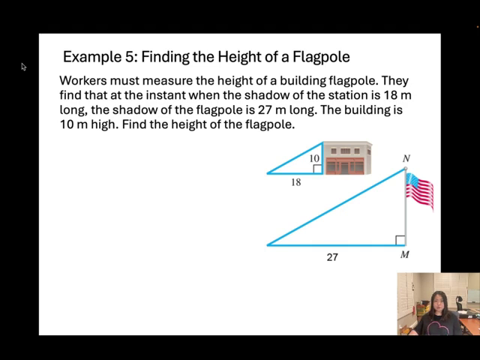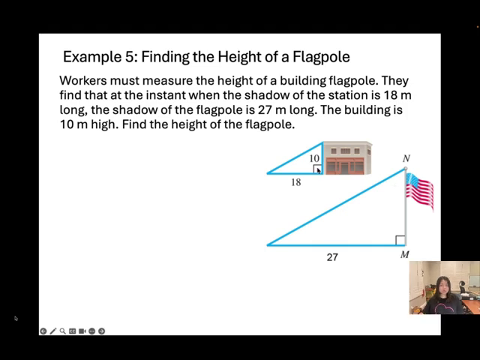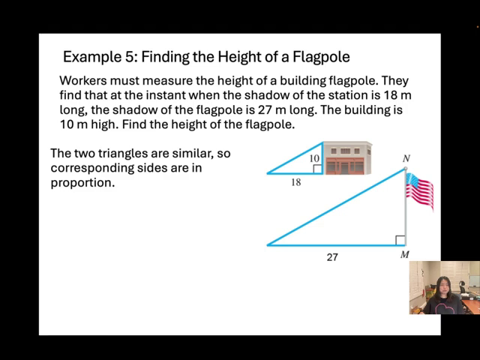Last example. Workers must measure the height of the building flagpole. They find that at the instant when the shadow of the station is 80 meters long, the shadow of the flagpole is 27 meters long. The building is 10 meters high. Find the height of the flagpole. Since this is talking about the shadow, these two triangles will be similar, and now we could calculate the corresponding sides.